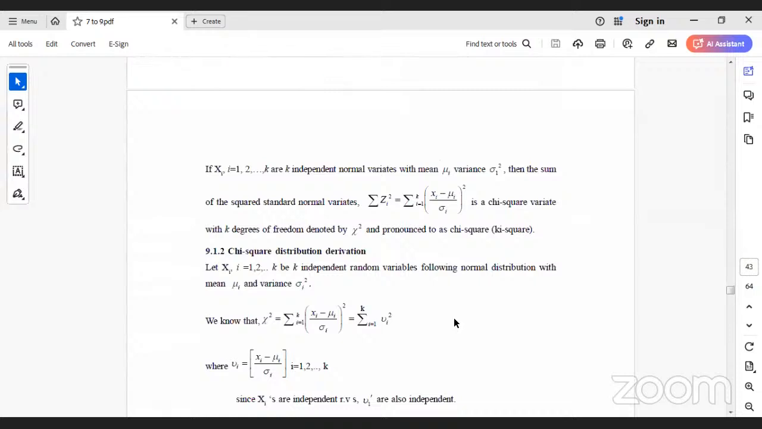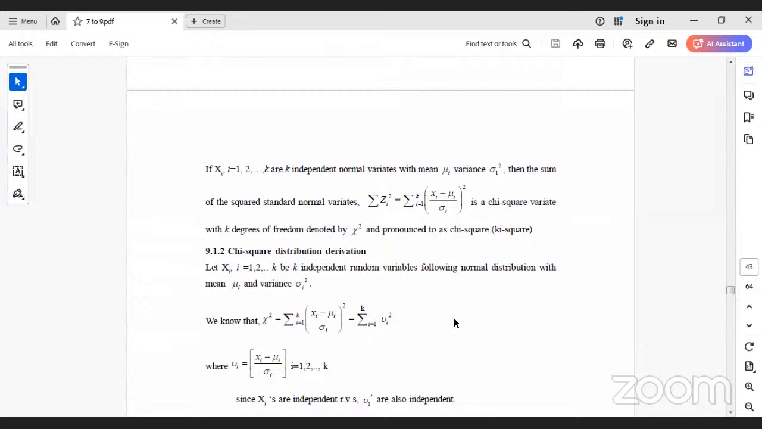If xi, for i equal to 1, 2, 3 and so on up to k, are k independent random normal variates with mean mu and variance sigma square i, then the sum of the squares of the standard normal variates, summation of i equal to 1 to k of (xi minus mu i by sigma i) whole square, is a chi-square variate with k degrees of freedom, denoted by chi square and pronounced as chi square.